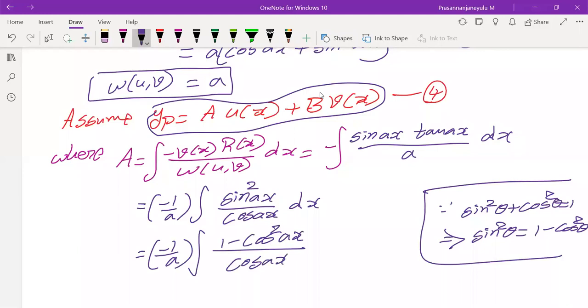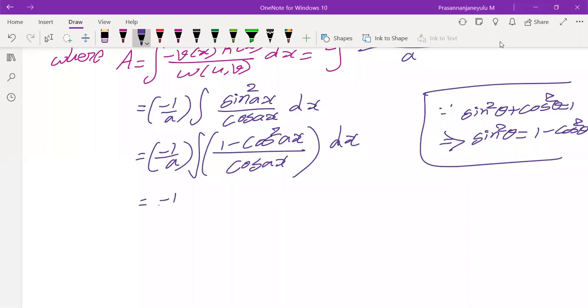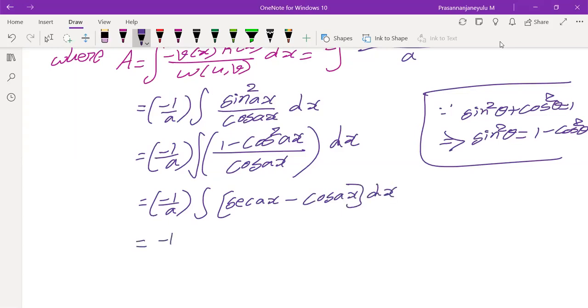Now inside the integration, if we observe this fraction, it looks like a minus b by c. Oh, I lost the power. So the numerator is in a minus b by c form inside the integration. a minus b by c can be written as a by c minus b by c. So integration of 1 by cos ax, which is nothing but secant ax, minus cos square ax by cos ax, which can be written as cos ax, into dx. Now I'm going to do the integration. What is the integration of secant ax into dx? Anybody can say fast.